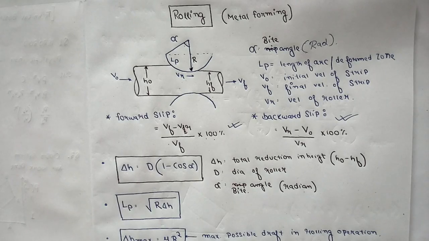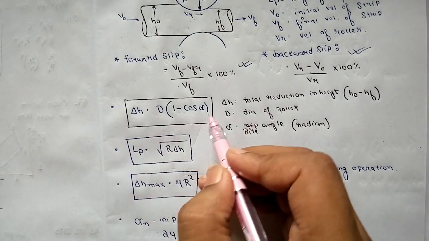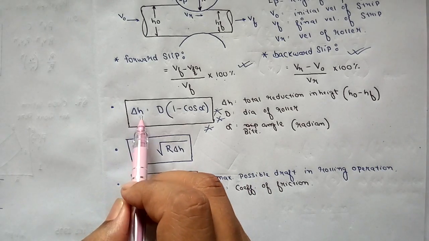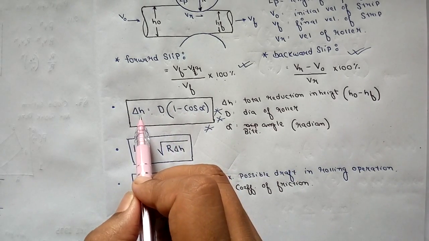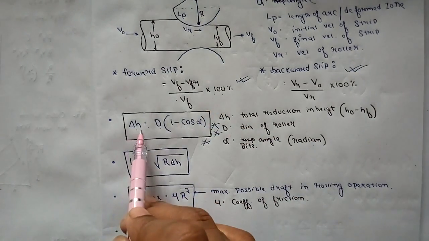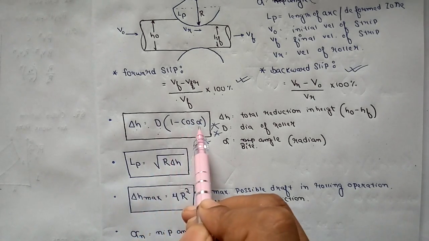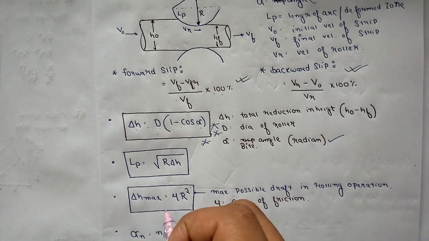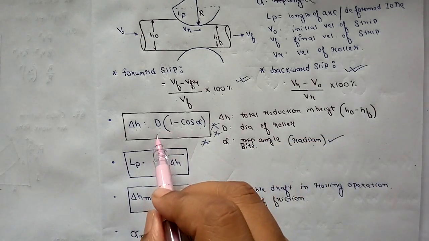Now the next important formula, which is the most important formula of this chapter. Every time questions come from rolling, this formula will come into use directly or indirectly. So you have to remember it. That is del h equals d, the diameter of the roller, into 1 minus cos alpha, where del h is the total reduction in height. The initial height was h0 and the final height will become hf, so del h is nothing but h0 minus hf. Here d is the diameter of the roller and alpha is the bite angle, given in radians. If it is given in degrees in the question, then you have to convert it by multiplying by pi by 180. This is a very important formula, you have to remember it.